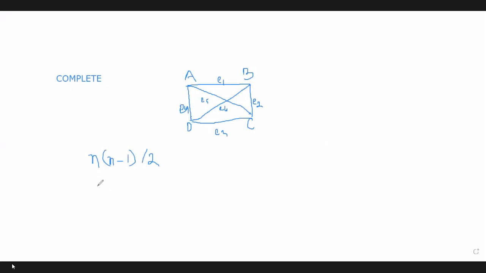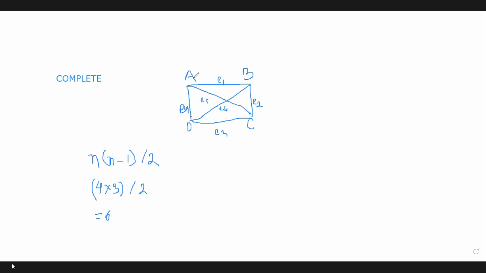So here n equals 4. 4 into 4 minus 1, that is 3. 4 into 3 equals 12, divided by 2 equals 6. If the number of vertices is 5, then 5 into 4 is 20, 20 divided by 2 is 10. Okay, so in a complete graph, the number of edges is n into n minus 1 divided by 2.